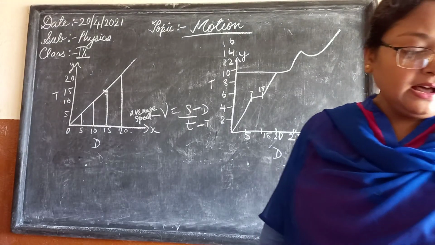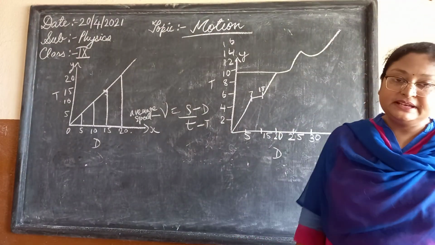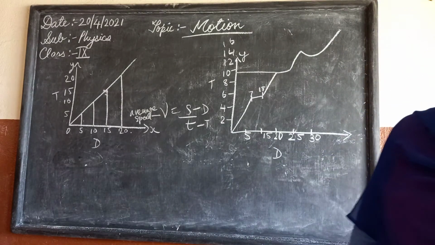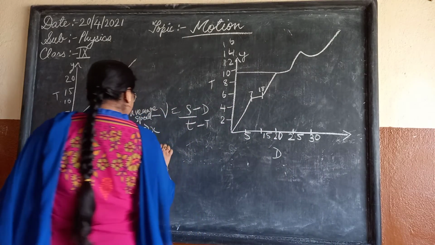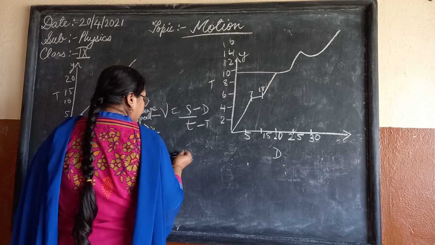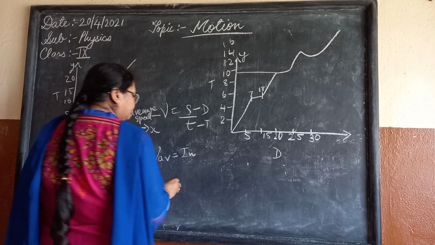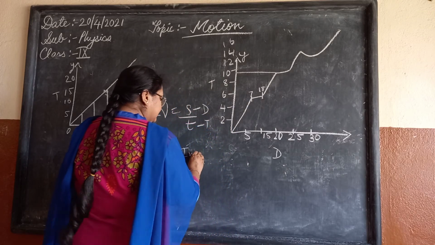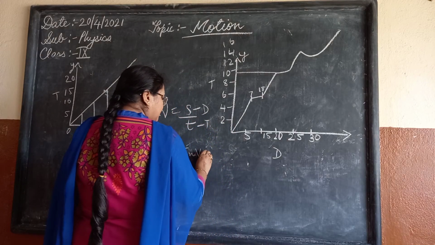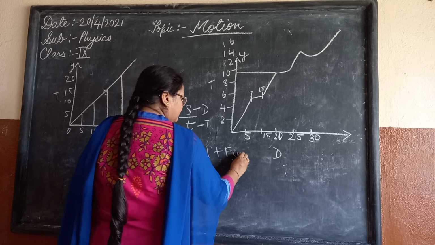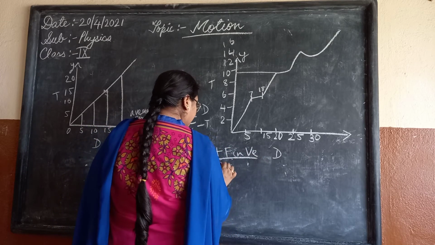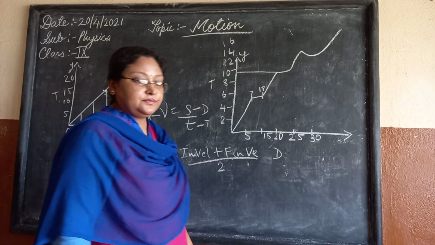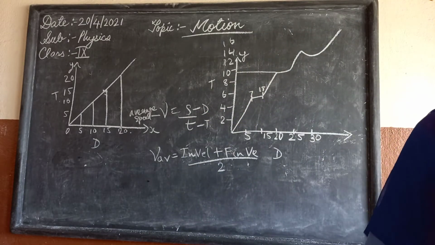So we are moving on to the average velocity. Initial velocity plus final velocity upon 2 is what we call the average velocity. That is V_av. V_av is equal to initial velocity plus final velocity upon 2, writing in short form. That is speed with direction, or you can say average velocity.